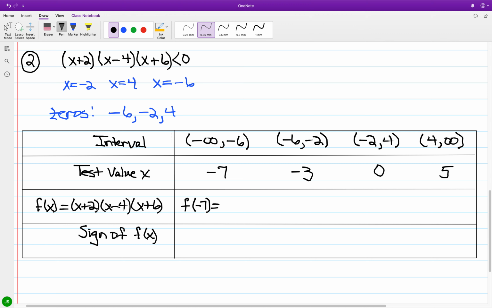In the case of the inputs, f of -7: -7 plus 2 is -5, and -7 minus 4 is -11. So -5 times -11 is positive 55, and then times -1, so f of -7 becomes -55. In the case of -3, -3 plus 2 is -1, and -3 minus 4 is -7. -1 times -7 is a positive 7, and then times 3, so f of -3 will be a positive 21.